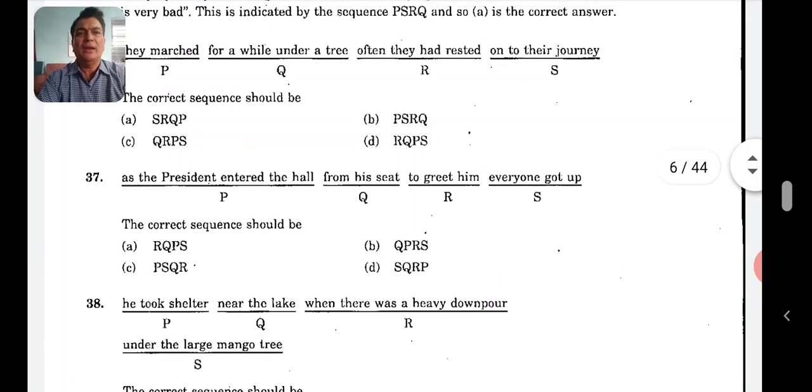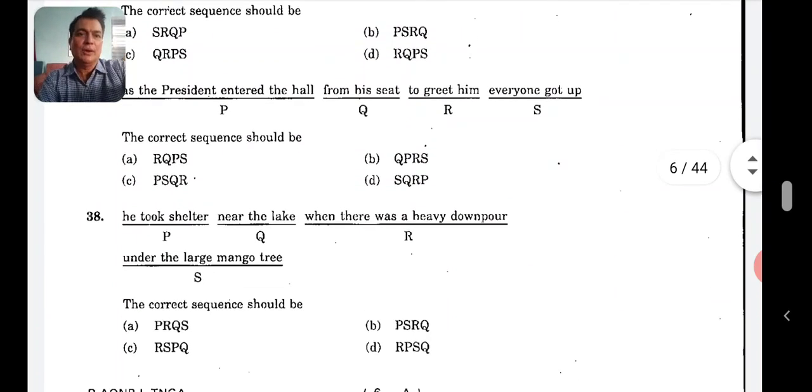As the president entered the hall from his seat to greet him, everyone got up. As the president entered the hall, everyone got up from his seat to greet him. So let's see the answer there, 37th one. So what is the answer there? As the president entered the hall, everyone got up from his seat to greet him. So that is PSQR. So C is the answer there.